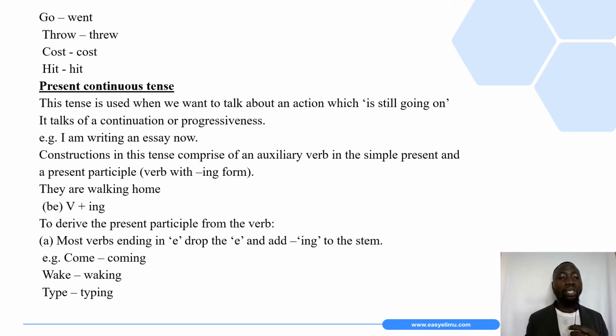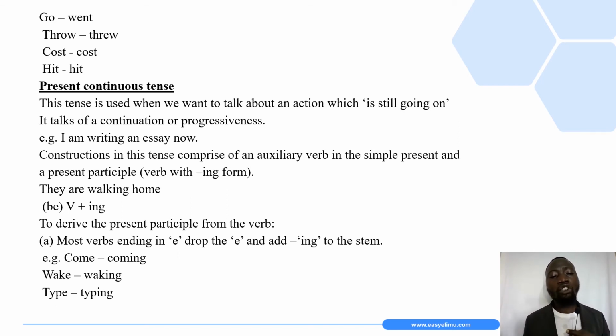Now next, we have the present continuous tense. So this tense is used when we want to talk about an action which is still going on. It talks about a continuation or something that is in progress, that is progressiveness. For example, I am writing an essay now. So I'm writing means that this is something that is still going on. We do not know when the writer will finish writing.